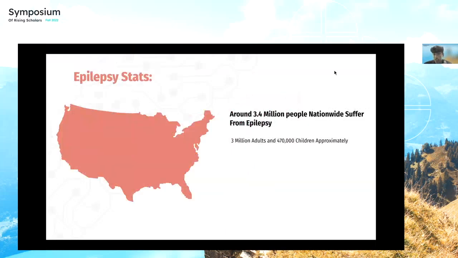So why is epilepsy such a big problem? It's estimated that 3.4 million people nationwide suffer from epilepsy, and this breakdown consists of 3 million adults and 470,000 kids. And it's interesting because the FDA approved a drug in children for countering epilepsy, but they haven't approved any in adults, which is still interesting because more adults actually suffer from epilepsy than children. Some of the big risks include permanent brain damage, psychological problems like schizophrenia and depression, and overall just a degraded quality of life.